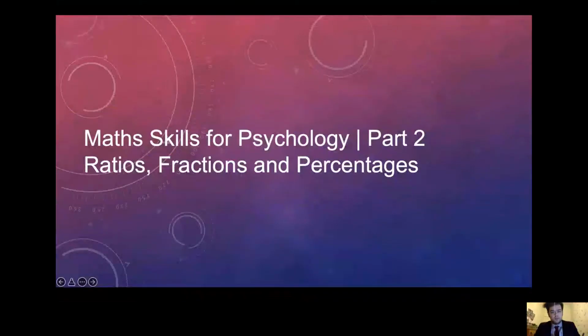This is, I think, probably much more complicated than it looks. I think ratios, fractions, percentages, they're quite easy. As I said last time, they'll always give you nice numbers. They're not going to make it too tricky for you. So I'll just put my slides up. There we go. Right.